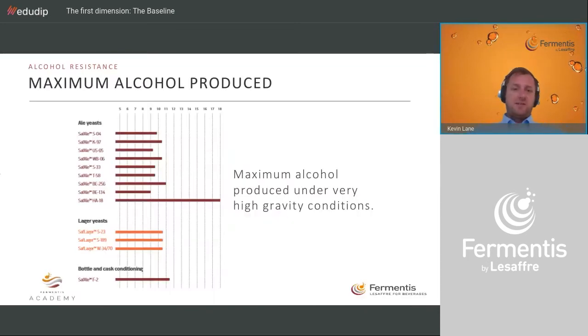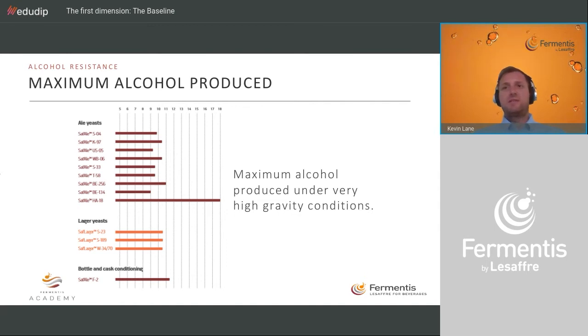Going on to alcohol resistance. So this is, again, an extract from the tips and tricks. It has been updated since this image with more or less an alcohol tolerance as well. So the alcohol resistance is when you put these strains into a very high gravity solution, what alcohol will it produce? I don't remember specifically the starting Plato of these fermentations, but here you can see, most of the ale strains are going to be somewhere between 9 and 11%. With the new information, the alcohol tolerance, I believe, is up to 15 for most of the strains.